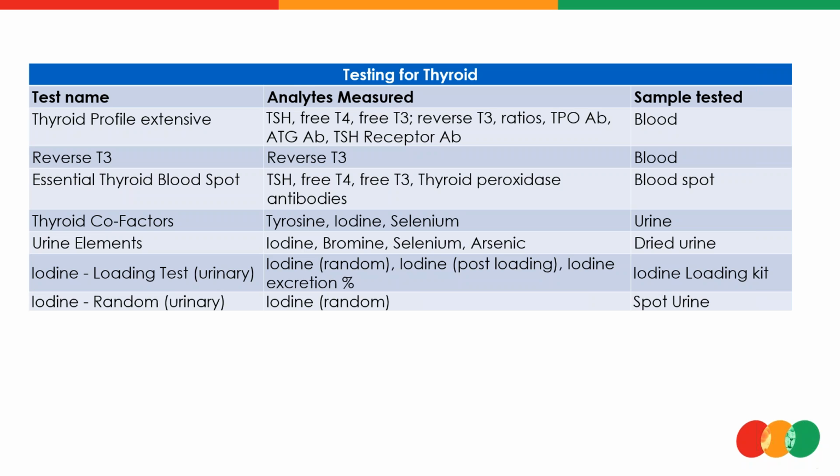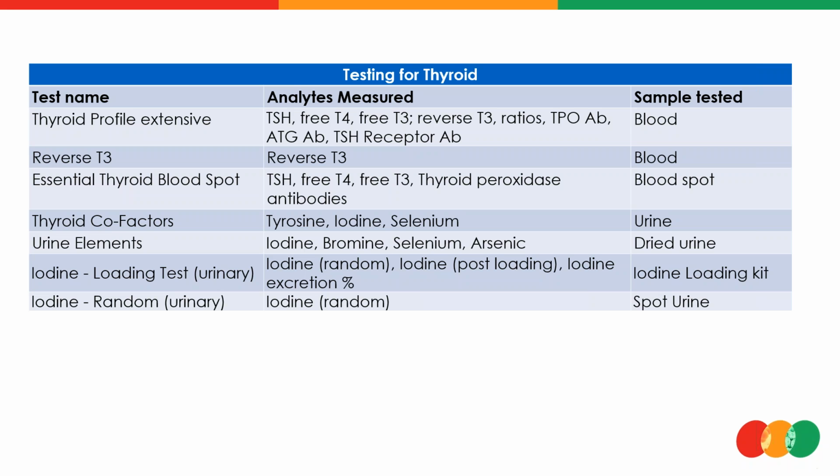Now, iodine is very, very important to activate thyroid function. Iodine, together with other halides such as bromine, selenium, and arsenic, can be measured in a urine sample. Iodine can also be measured on its own, so that's a random iodine test, which identifies how much iodine is actually in the body. But you can challenge the body by giving a patient a specific amount of iodine that is contained within the test kit itself, and then we can examine how that iodine is excreted over a period of time.